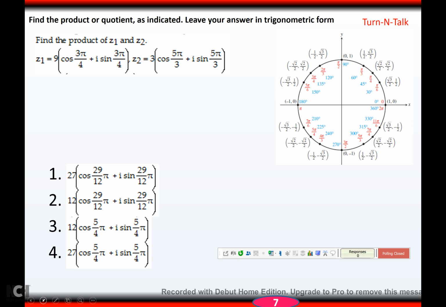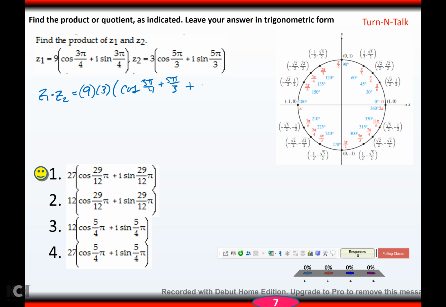Alright, you try one, hit pause, come back when you're ready. And hopefully you got one. Alright, so if I do z1 times z2, I take 9 times 3 times cosine of 3 pi over 4 plus 5 pi over 3 plus i sine 3 pi over 4 plus 5 pi over 3.